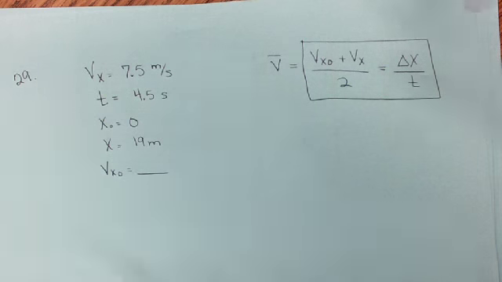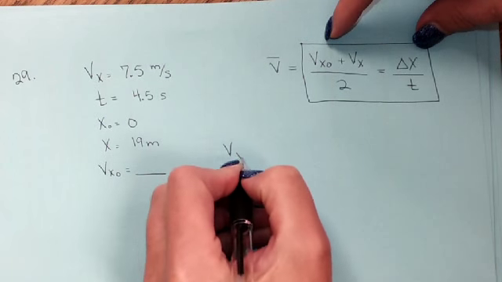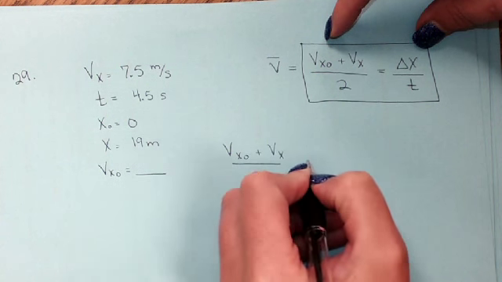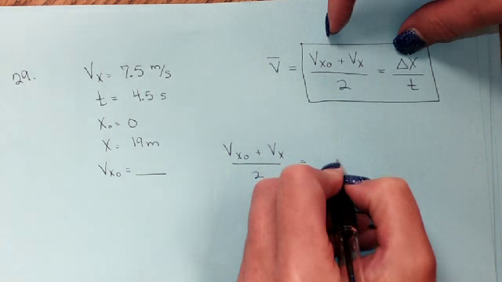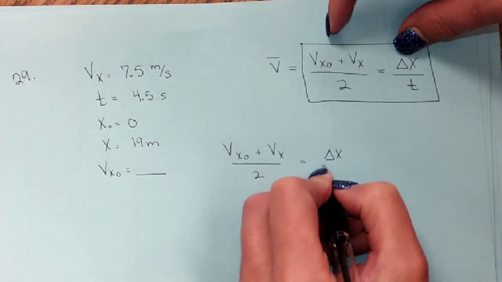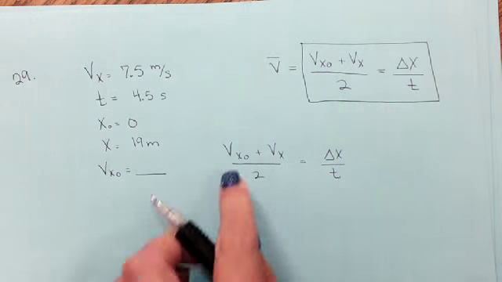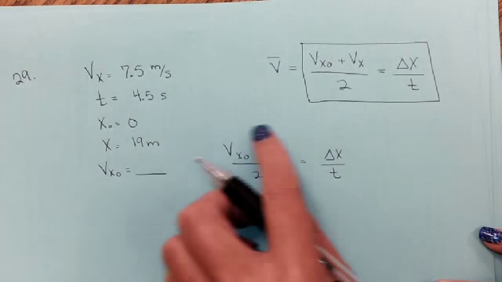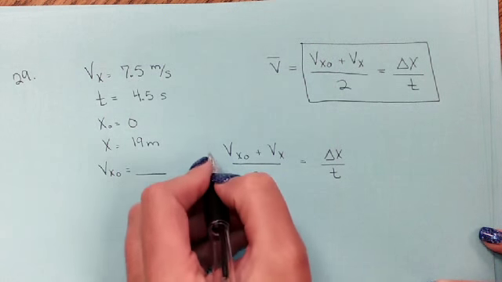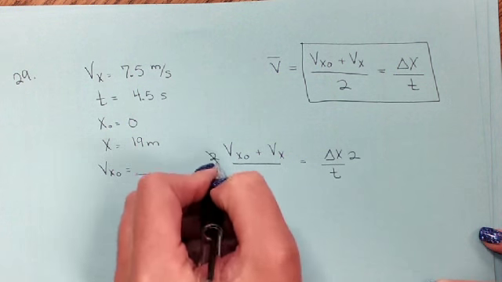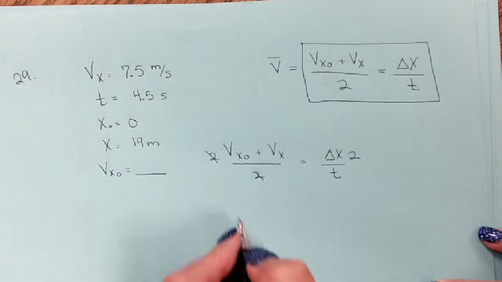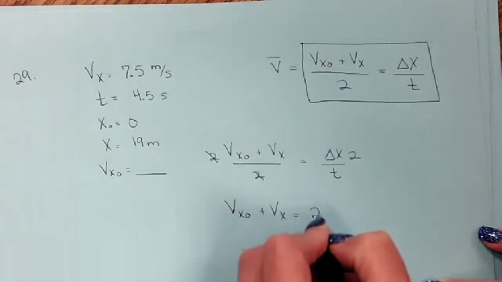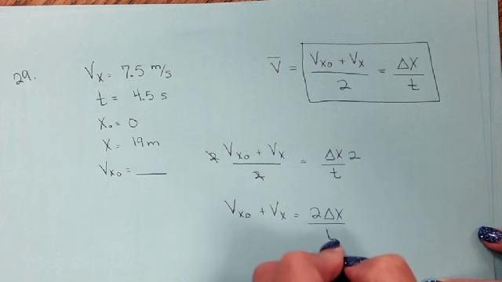Okay, so back to this from here. I've got (Vx0 plus Vx) divided by 2 equals change in x divided by t. I want to get Vx0 by itself. Everything is divided by 2 here, so I'm going to multiply both sides by 2, and that's gone. So now I have Vx0 plus Vx equals 2 times the change in x over t.